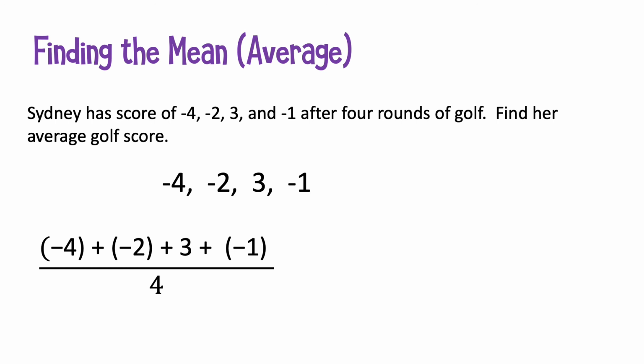So in this case, she had 4 rounds of golf, so we divide by 4. When we add the integers at the top, we get negative 7 plus 3, or negative 4. Divide that by 4, and the mean, or the average, of her 4 rounds of golf equals negative 1.